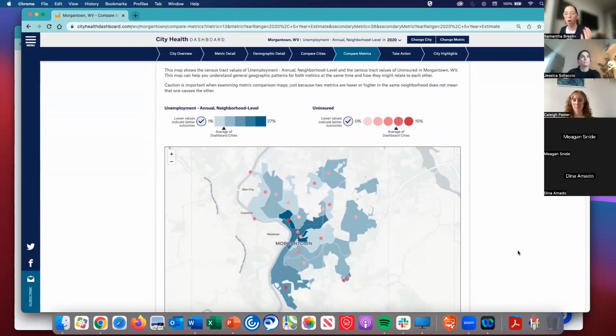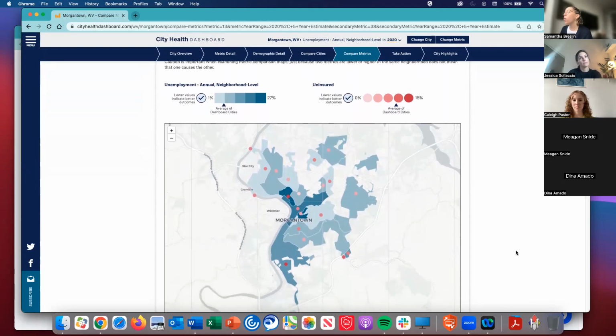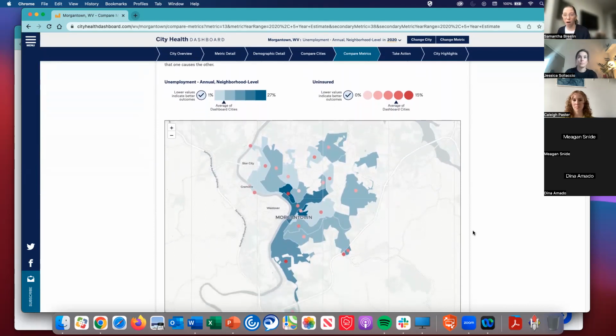And so we want to see what potential relationships might exist or what patterns we can find in neighborhoods across our city. So right now we're taken to another map of Morgantown, where the blue polygons or the blue shapes that we had seen in our metric detail page represent our original metric, so unemployment. And the red dots or pink dots that you see on top of those neighborhoods tell us the uninsurance rate for those neighborhoods. And again, lighter colors indicate better outcomes, darker colors indicate poorer outcomes.